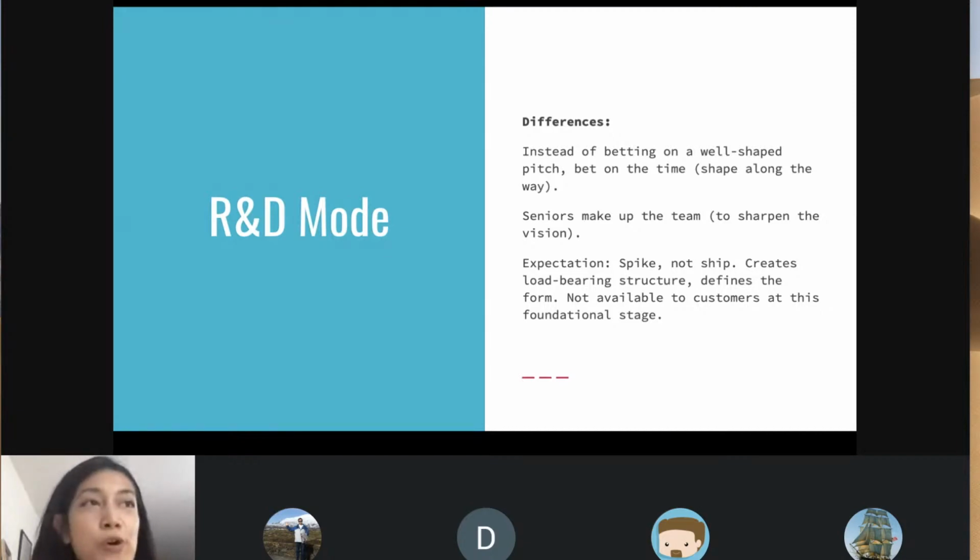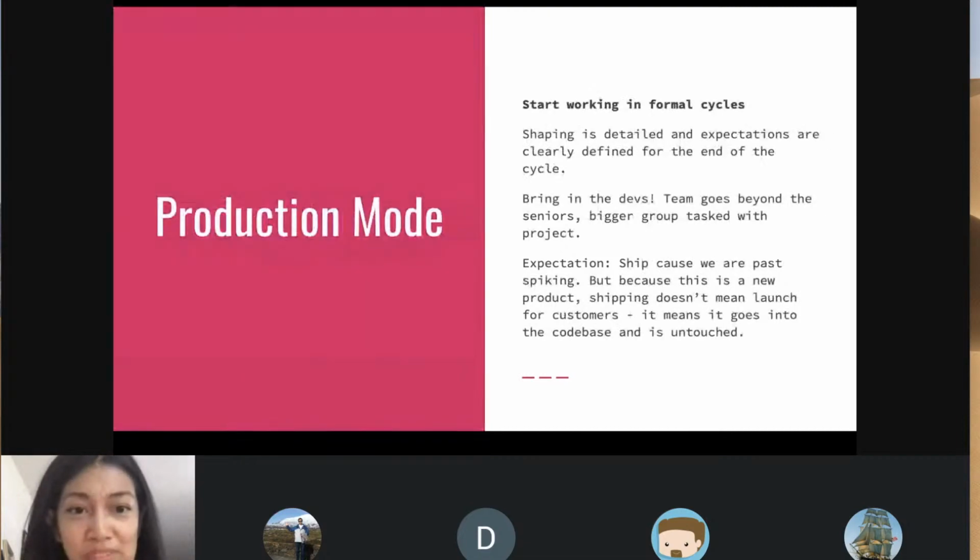So you define the form of solving a problem. It's a very, very basic state, and it will not be available to customers at this foundational stage. So whatever you create is a spike, and I'm assuming it's just prototypes.